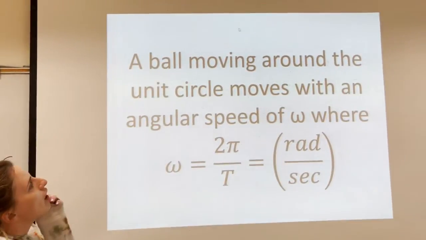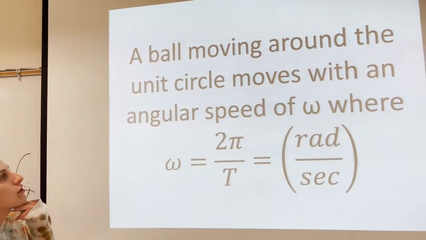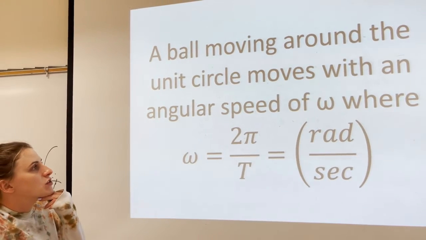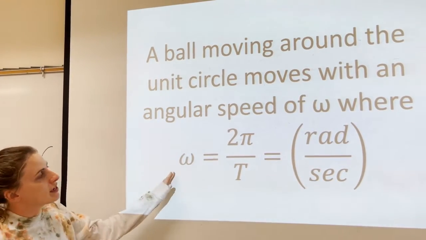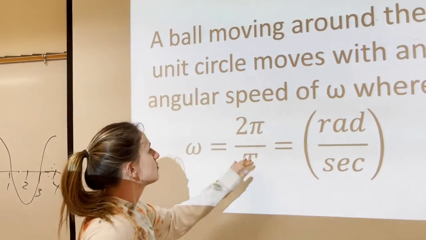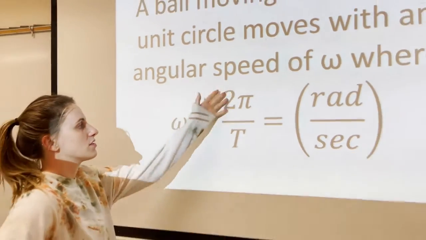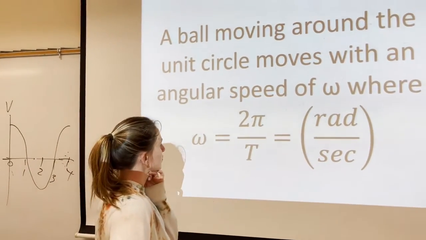Okay, a ball moving around the unit circle moves with an angular speed of omega, where omega is equal to 2 pi over T. And that's basically distance over time. Yeah, v equals distance over time. But then we're measuring distance in radians per second.